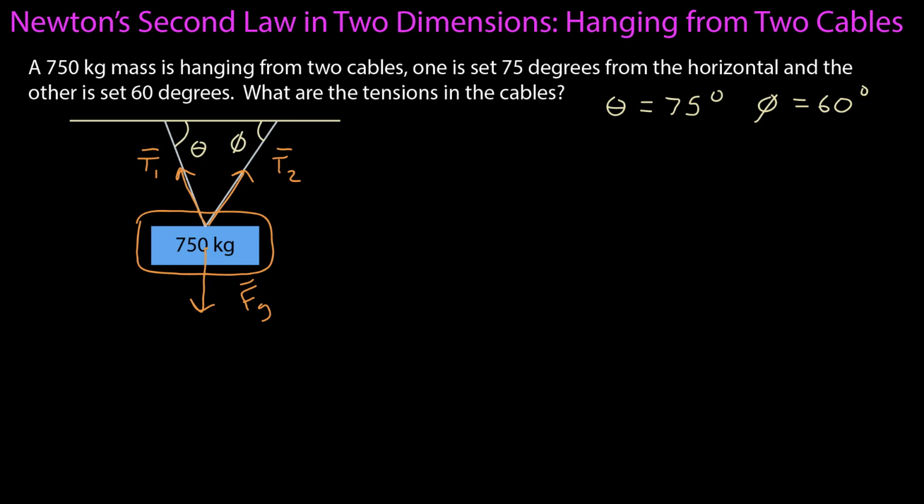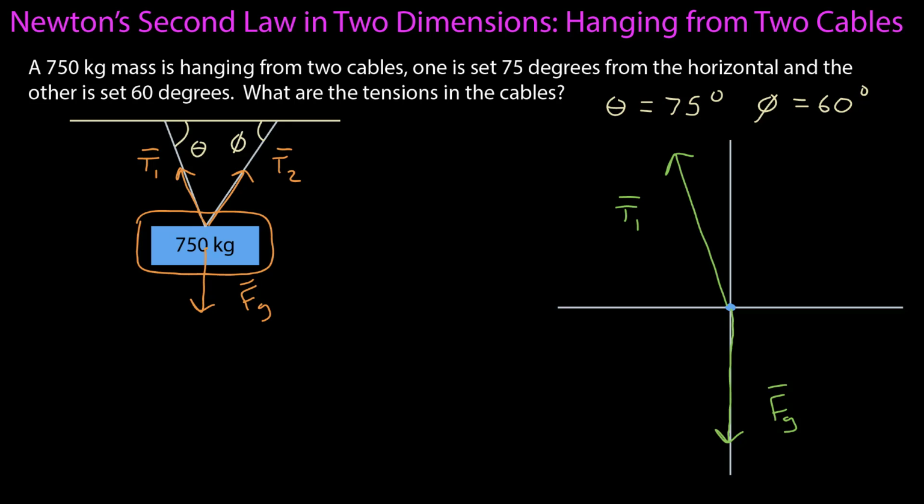Now that I've identified my forces, I need a free body diagram. I start with a set of axes that are parallel and perpendicular to the ground. That will help me find components. The force due to gravity is directed downward. I have tension 1 off to the left. It is at an angle theta relative to the horizontal.